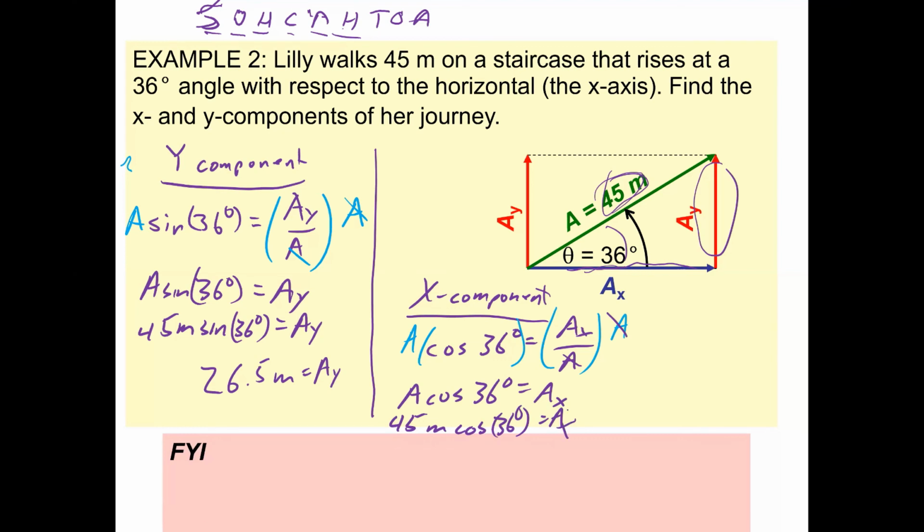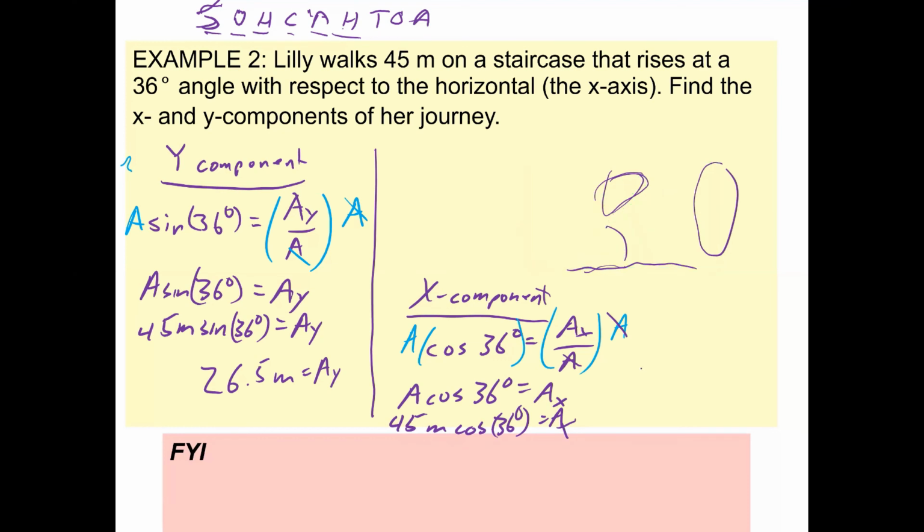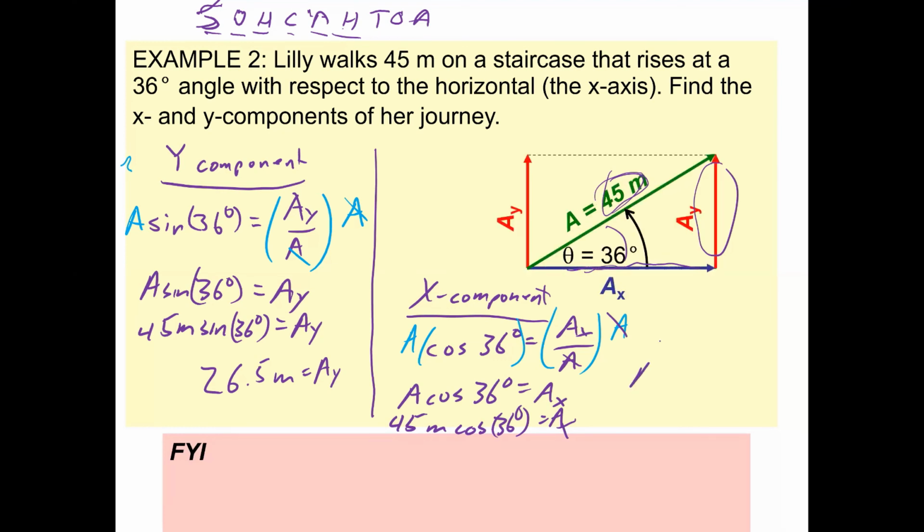Do that quickly in my calculator. And I get that the x component, how far Lily walked horizontally, was 36.4 meters. So again, couching it back in real life, Lily, in walking 45 meters at that angle, actually walked 36.4 meters horizontally and 26.5 meters vertically, okay?